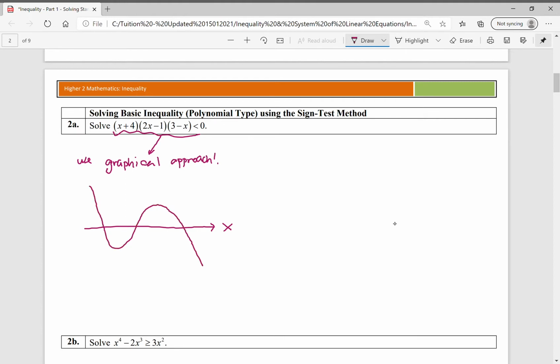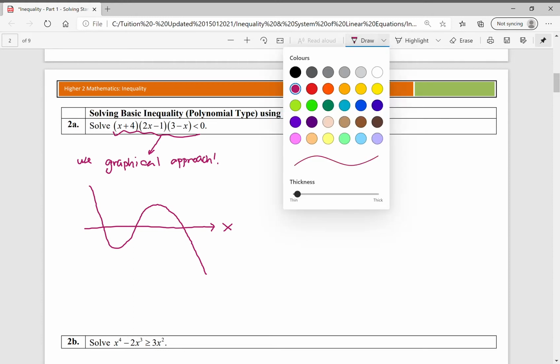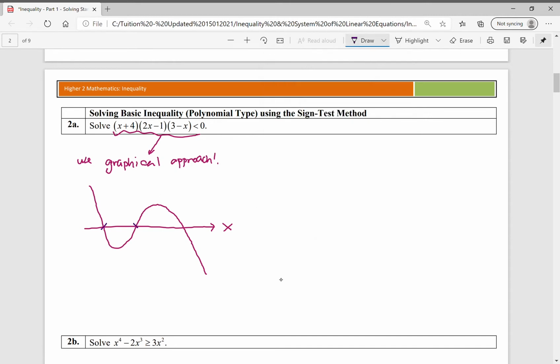Again, you notice that I didn't draw the y-axis, because the y-axis is not extremely important when you're solving for inequality. As usual, we are expecting the graph to cut the x-axis at 3 points, because if you look at the original expression, there are 3 factors. We just need to equate each factor to 0 to solve for the roots. The smallest root is -4, followed by half, and followed by 3.